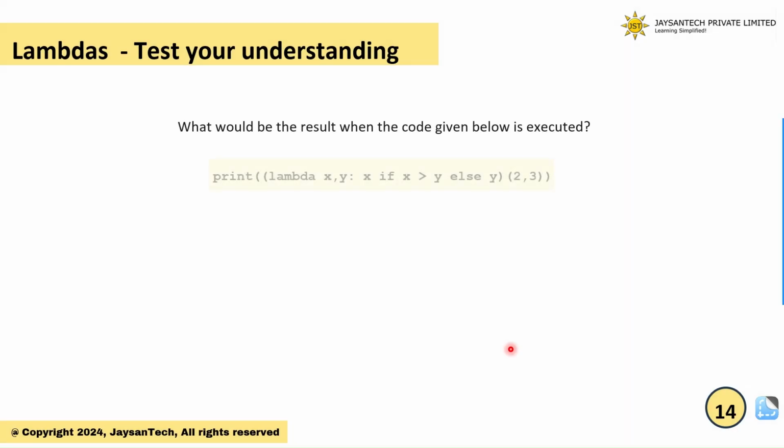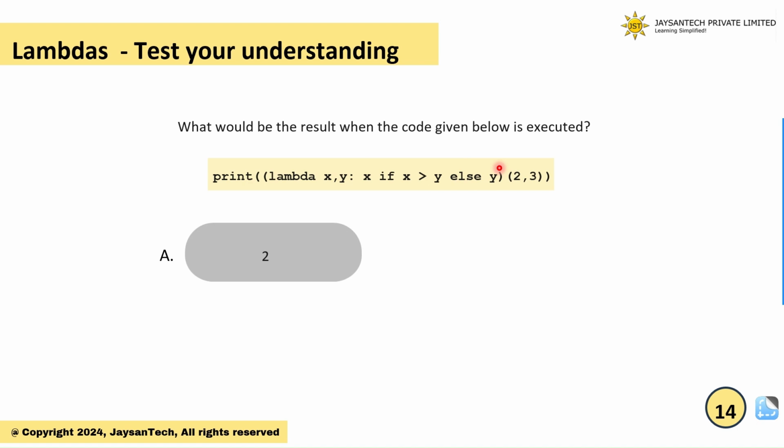Moving on to the second question. What would be the result when the code given below is executed? So here, what this lambda is doing is taking in 2 arguments, x and y. Now if x is greater than y, it returns x, or else it returns y. Basically, you are trying to find the greater of the 2 numbers, right?